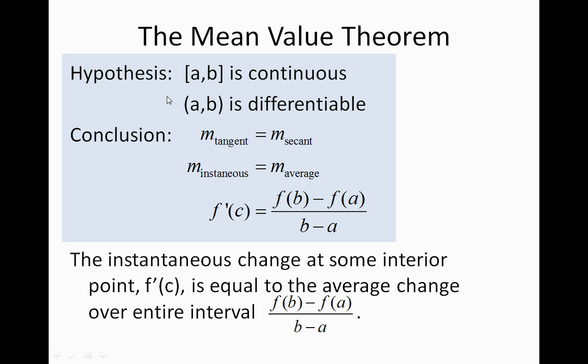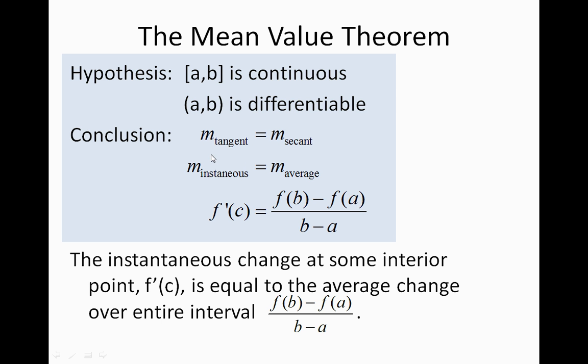Well, the hypothesis is two-part. So in order to draw our conclusion, you have to satisfy these two things. First of all, we have to be talking about a function that's continuous on a closed interval and differentiable on the open interval. So as long as we have a nice function that looks continuous on the closed interval and differentiable on the open interval, then we can draw this conclusion.